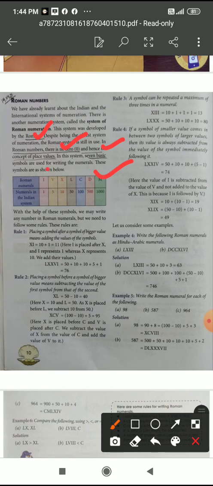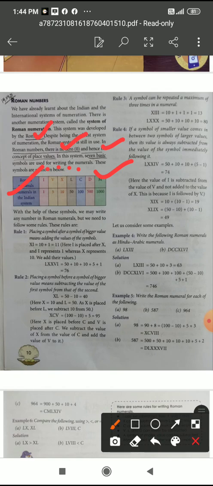I means 1, V means 5, X means 10, L means 50, C means 100, D means 500 and M means 1000. So children, you remember these values. With the help of these symbols, we may write any number in Roman numerals. But we need to follow some rules.